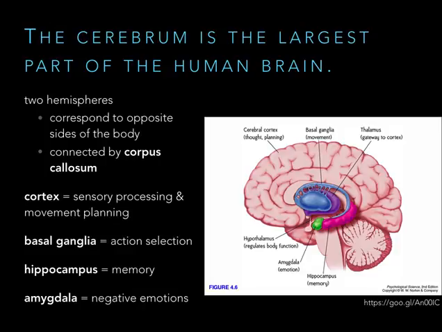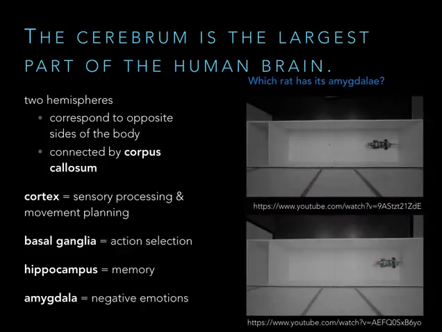And then finally, we have the amygdala. It just means almond. It's an almond-shaped region of the brain, very close to the hippocampus, that's responsible for our emotions, in particular negative emotions like fear and anger. So what we're going to see here are two rats. They're going to come out and try to get a little treat. You can see it's a little dark bit on the floor, and there's a mechanical cat there.